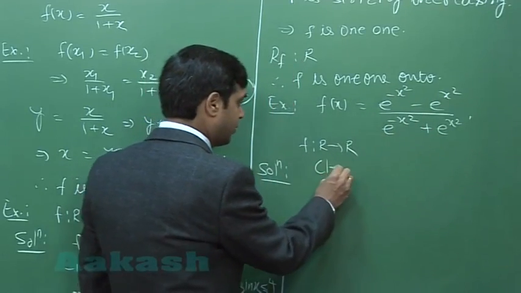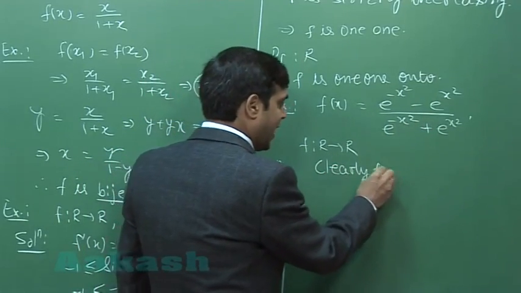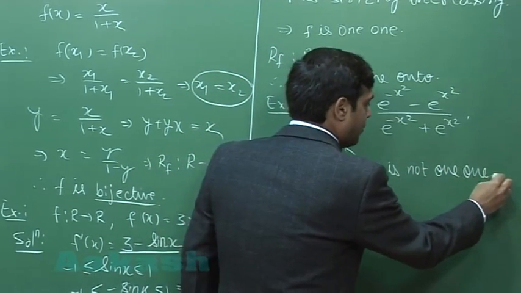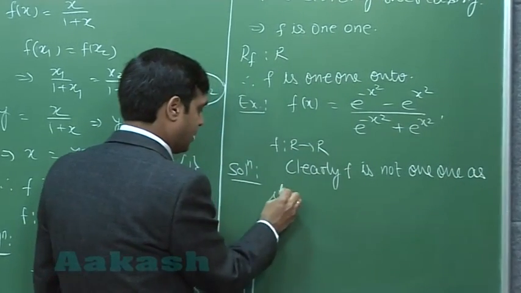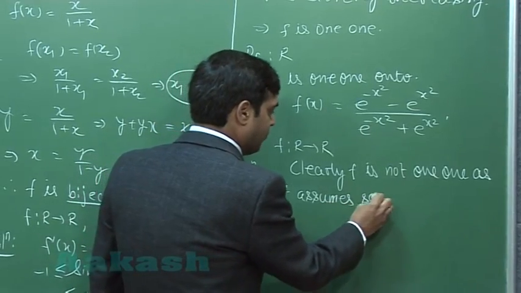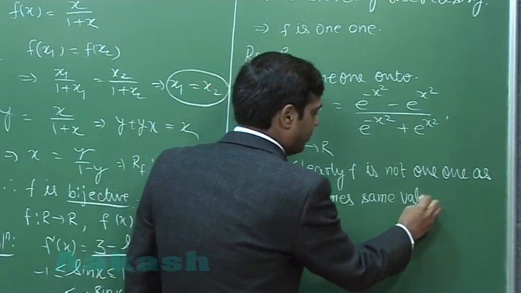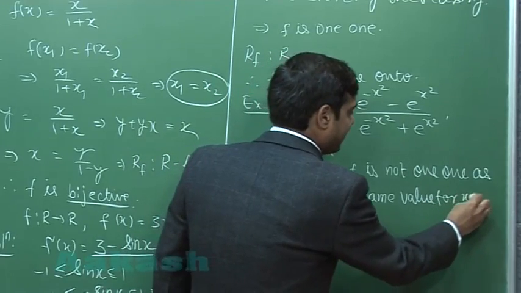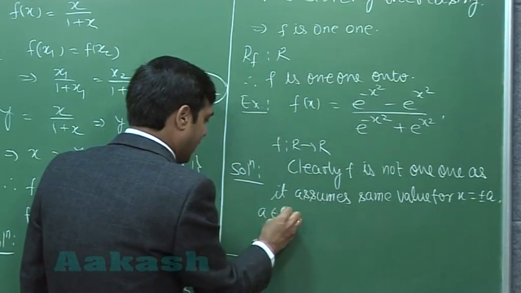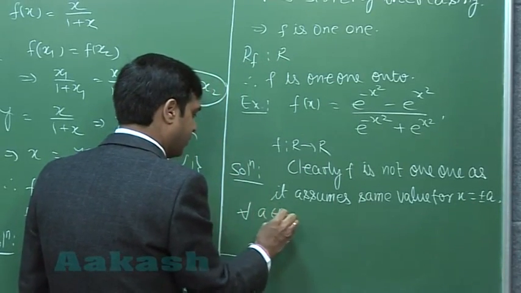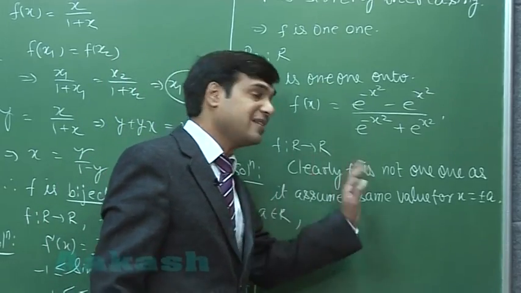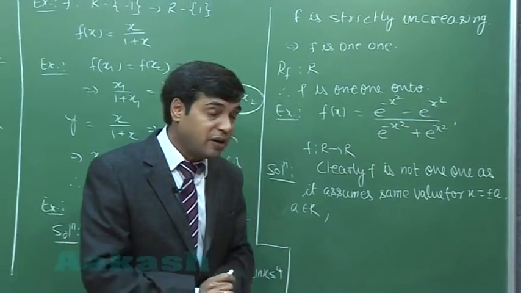Clearly, f is not one-one, as it assumes the same value for x equals plus or minus a, where a is any real number. So we find that the function is not one-one. Let's talk about the range of this function.